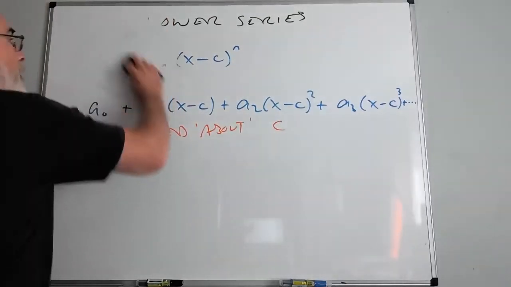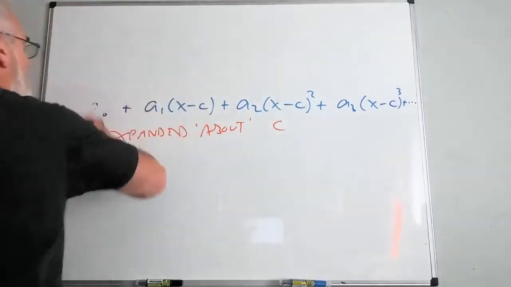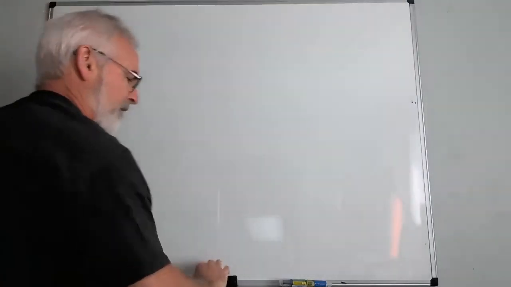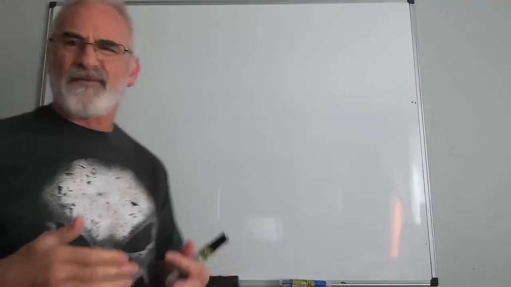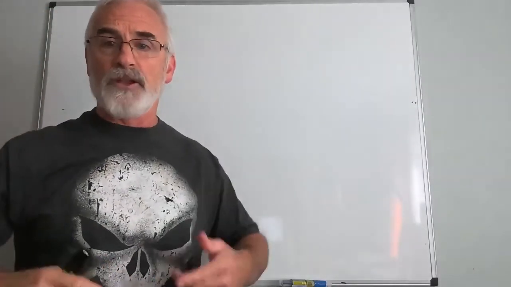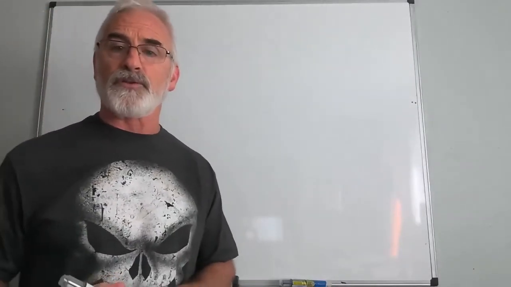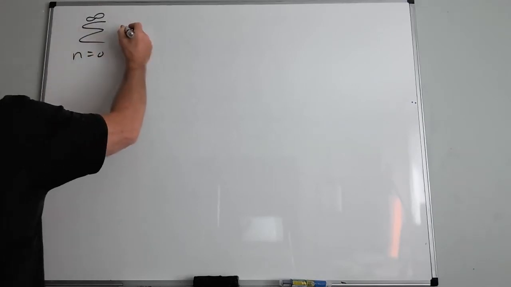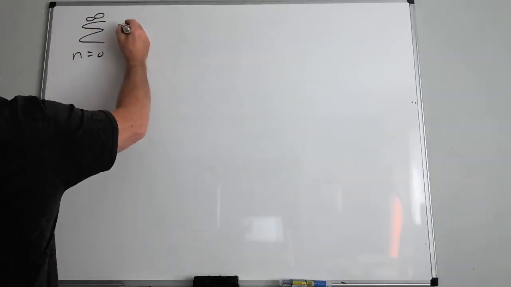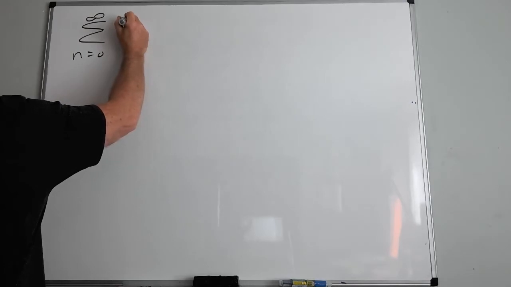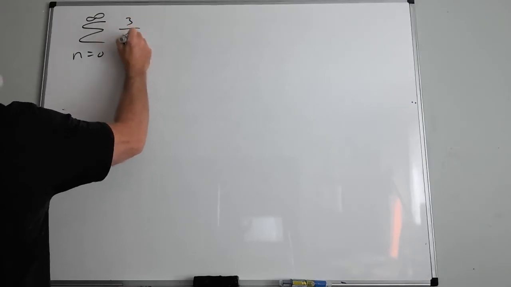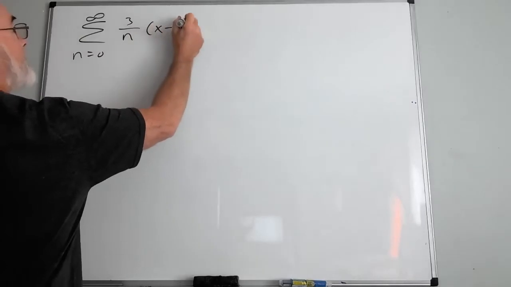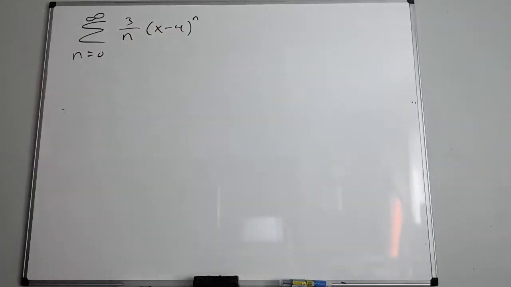So let's start off, because if I have a power series, it's only worthwhile if the power series converges. If my power series diverges, it's not useful. No series that diverges is of any use to me. So let's start off with something simple. Let's start off with the following power series. Let's say we have something of the form 3 over n times (x minus 4) to the nth power.